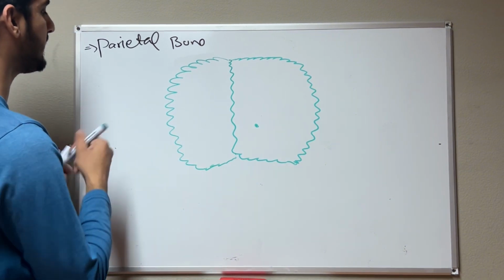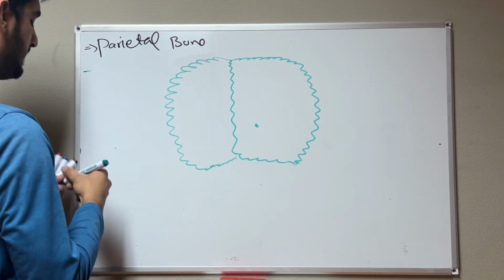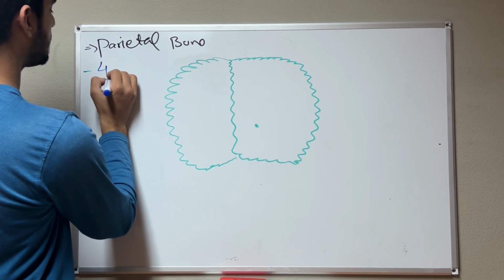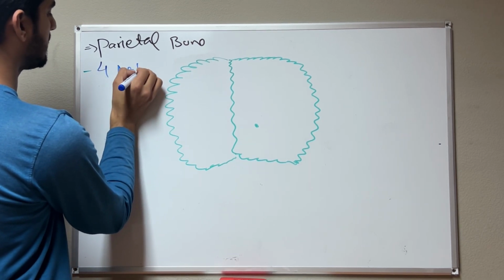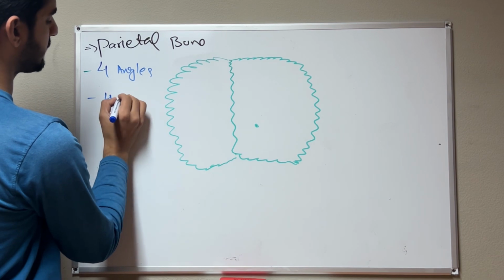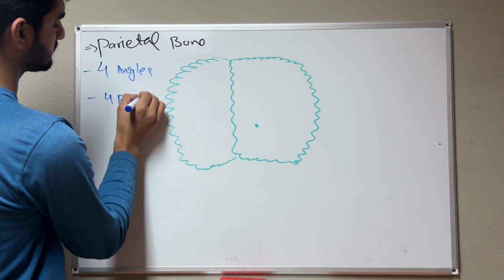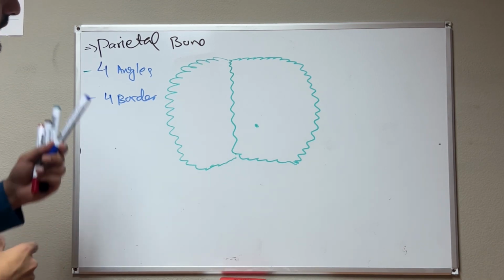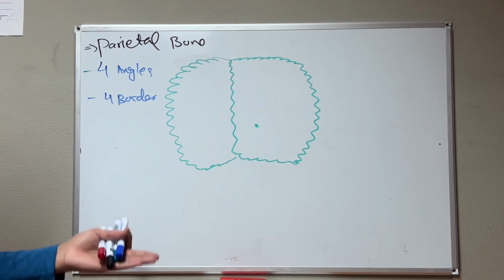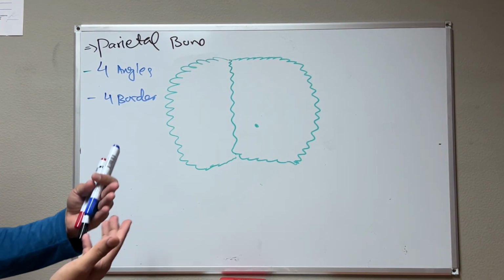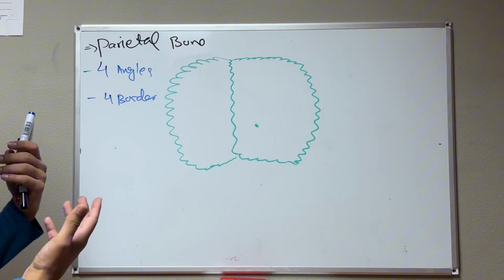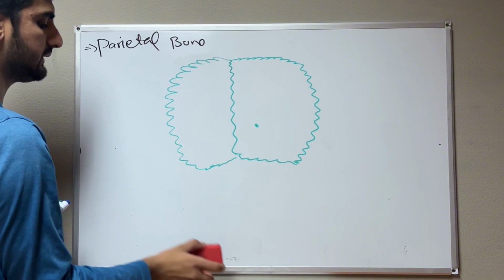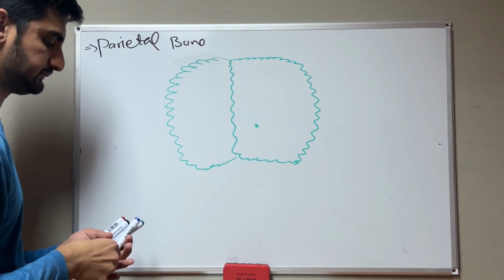In the parietal bone we have four angles, anguli, and four borders, or margo. Four borders and four angles in the parietal bone. Now how will we know where the angles and where the borders are? Okay, first we will discuss the angles. Four angles are the anguli of the parietal bone.